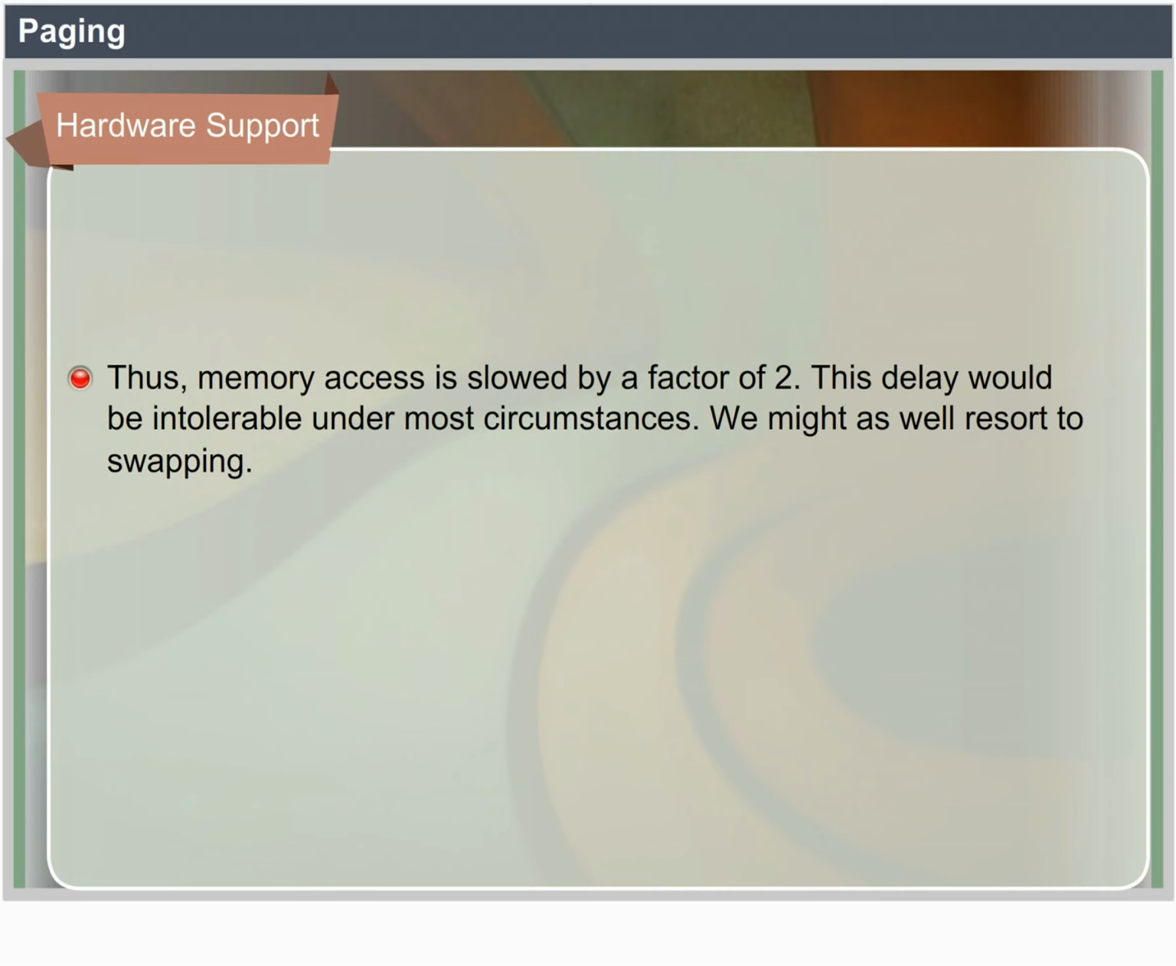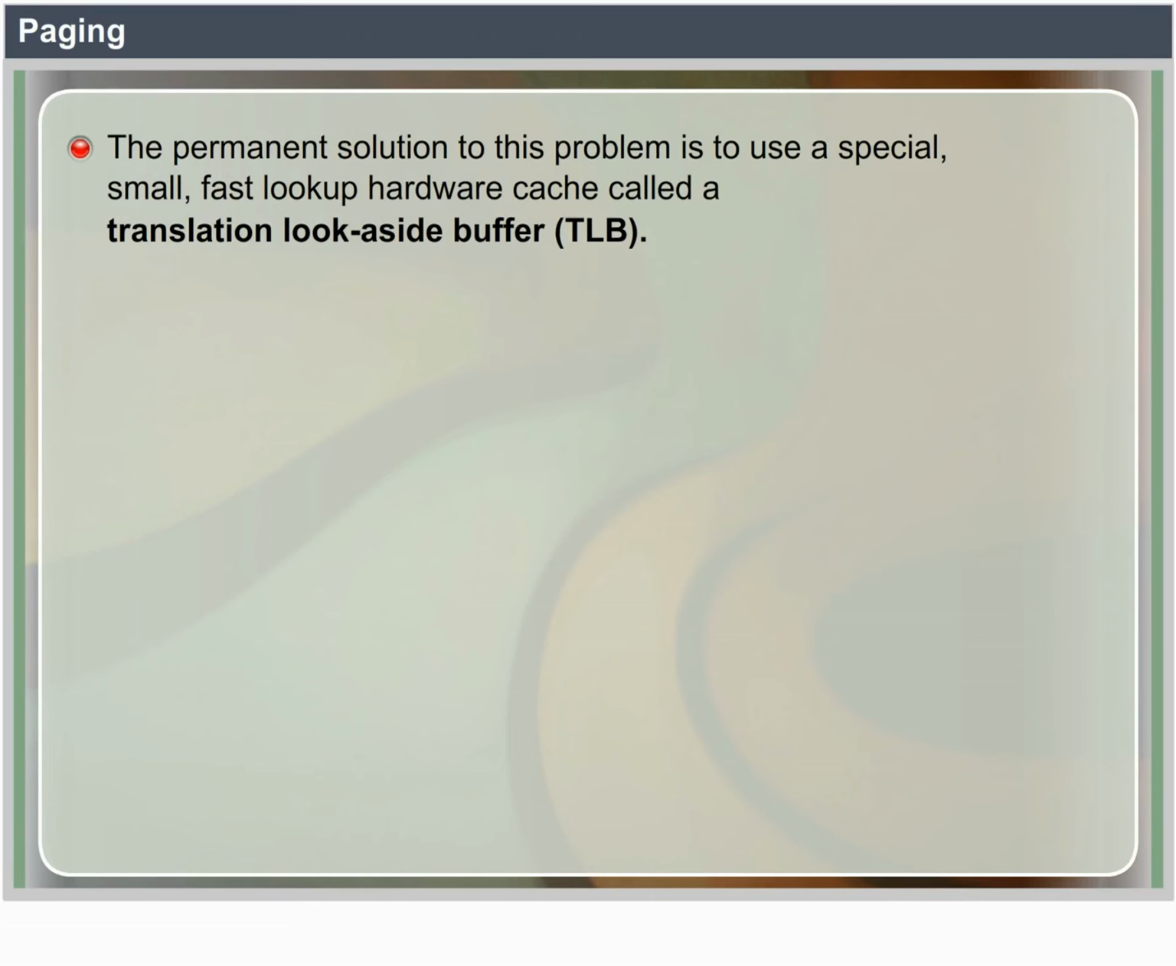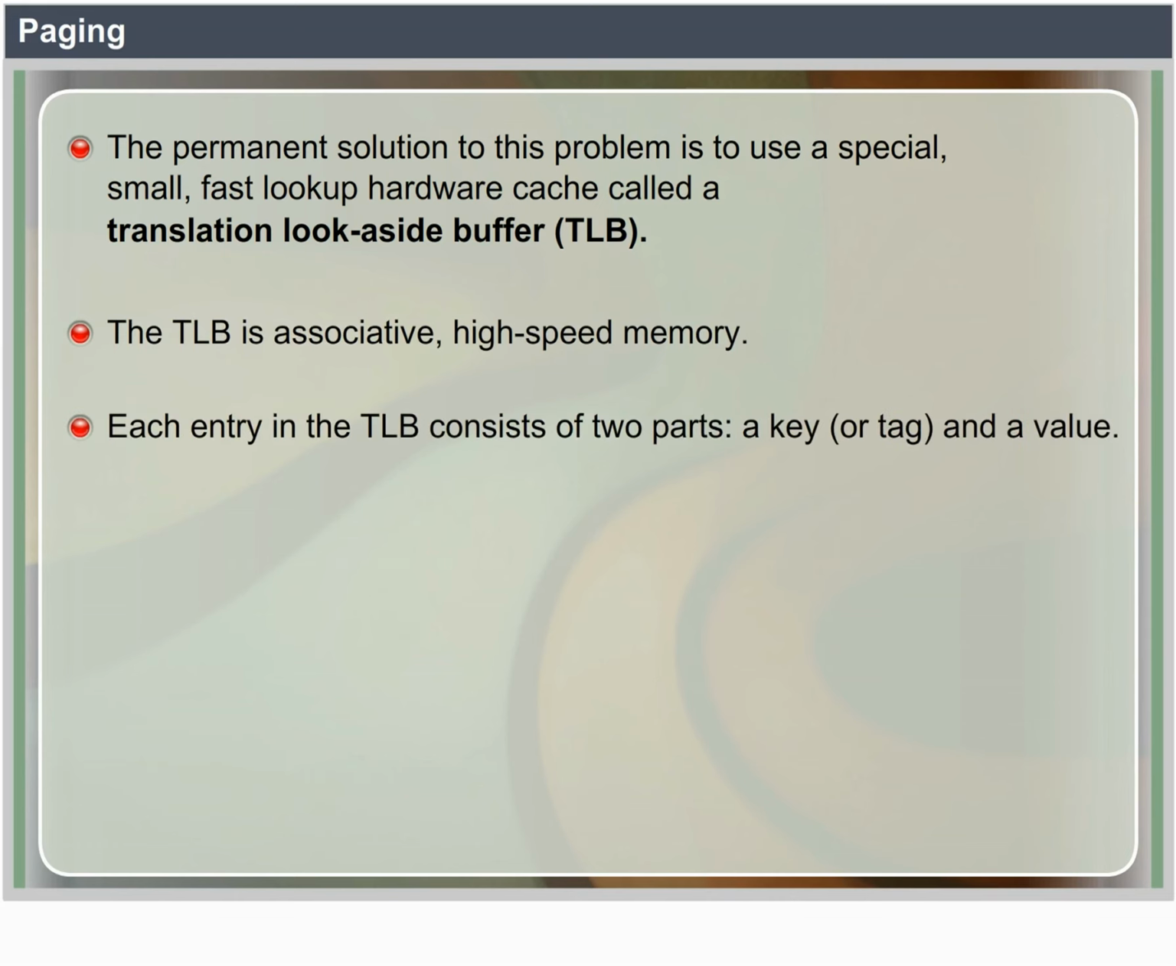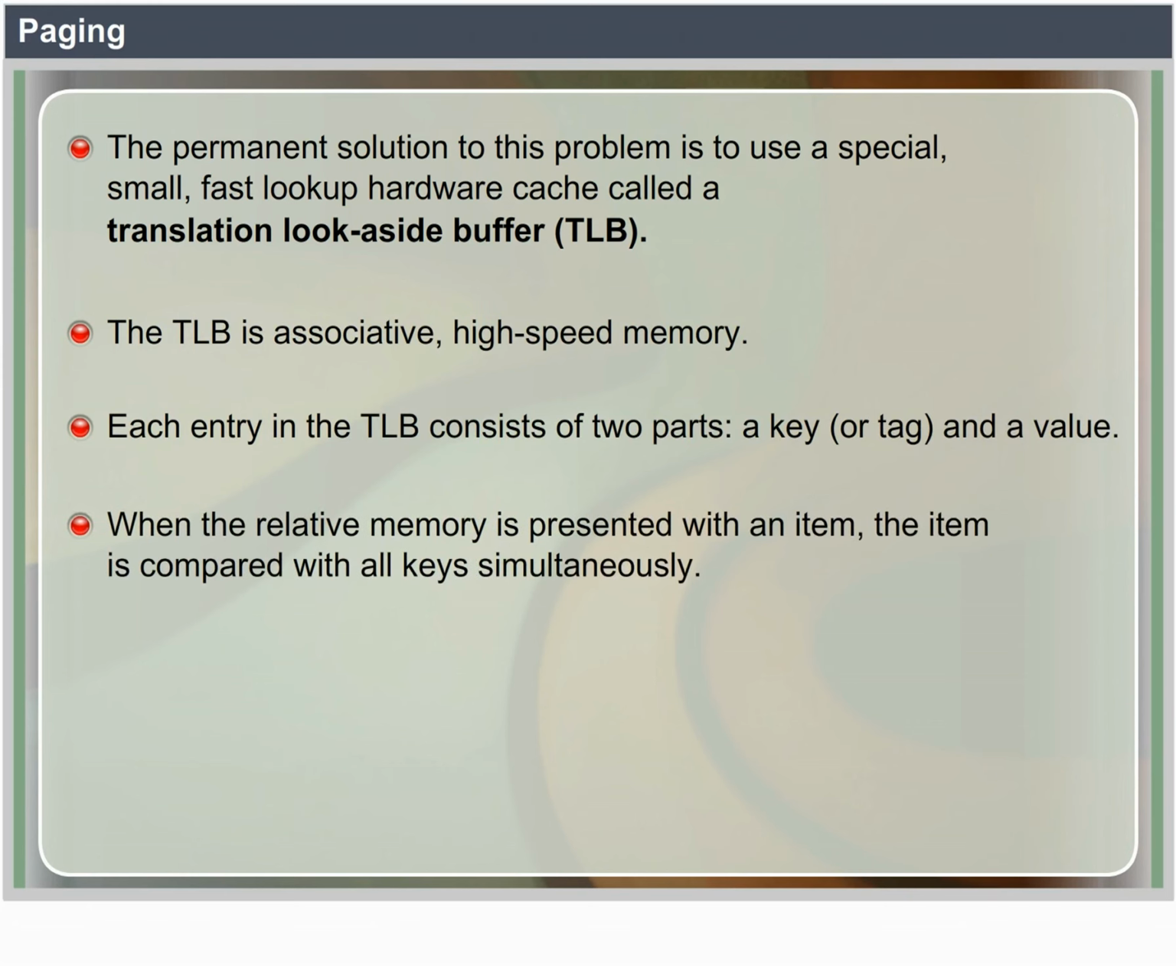The standard solution to this problem is to use a special, small, fast lookup hardware cache called a Translation Look-Aside Buffer, TLB. The TLB is associative high-speed memory. Each entry in the TLB consists of 2 parts, a key or tag and a value. When the associative memory is presented with an item, the item is compared with all keys simultaneously. If the item is found, the corresponding value field is returned.